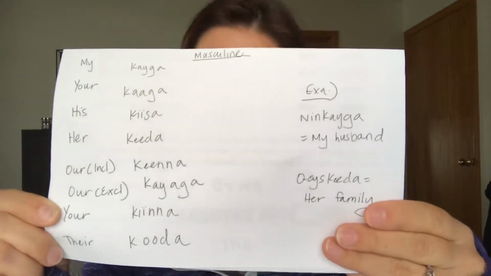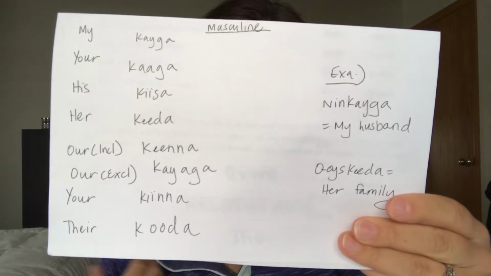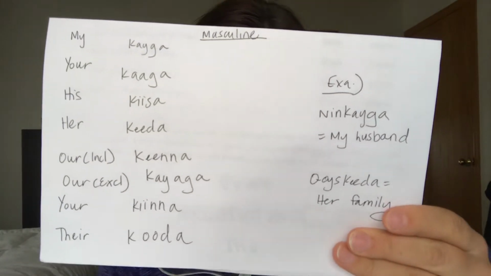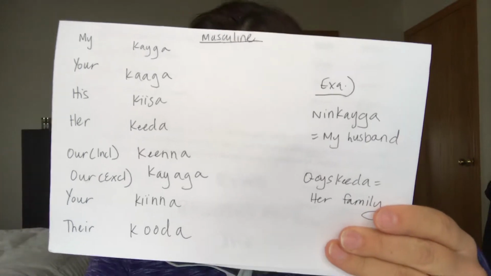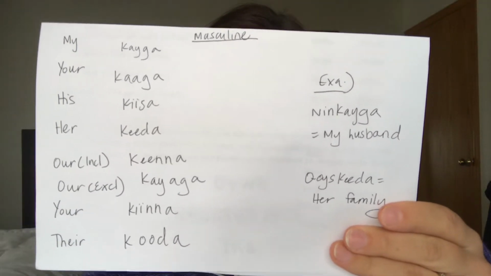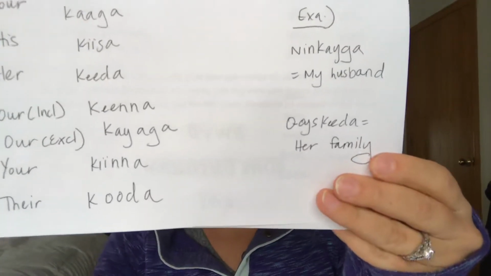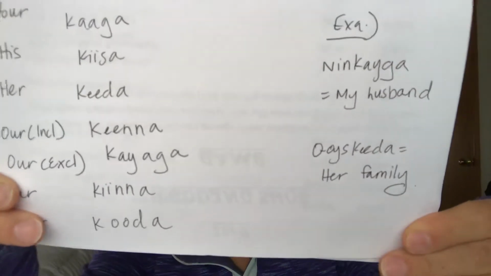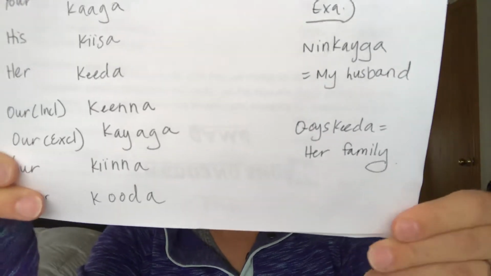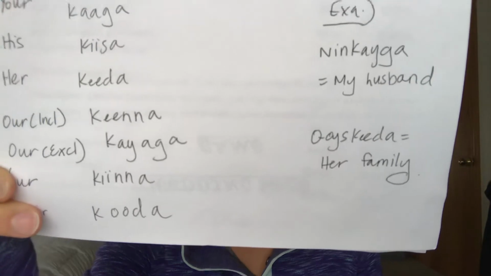The word for man, or the noun, is nin. If we want to say that's my husband or my man, we'd say ninkega. If it's your husband, we'd use that kaga ending, or her husband, ninkeda, and so forth. Also, qoys means family, the noun for family, and if it was her family, we'd say qoyskeda. So, hopefully that makes sense.